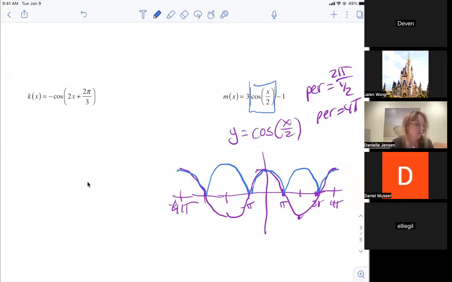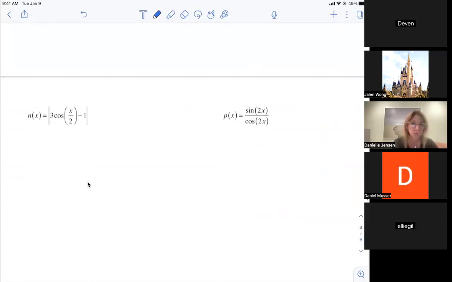If I were to graph this next one here, this in some ways seems easier to graph to me, because I literally do this whole piece first. I'm just going to graph 3 cosine x over 2 minus 1, that graph. And then I do the absolute value part, meaning anything that's negative just gets flipped to positive. So my best advice is do it in stages. I tend to do the regular part of the graph before I even think about the absolute value. I'm just not good at doing that in my head. I tend to make mistakes too much.